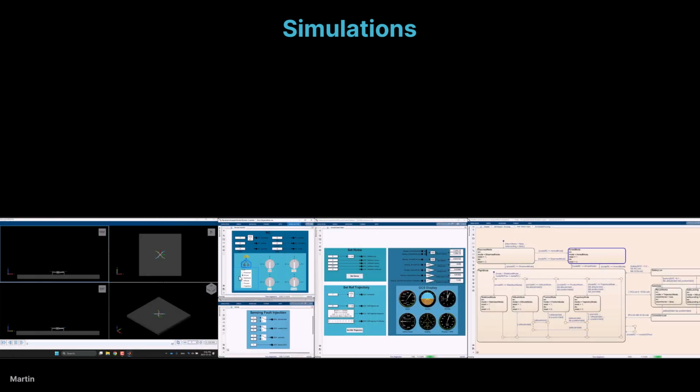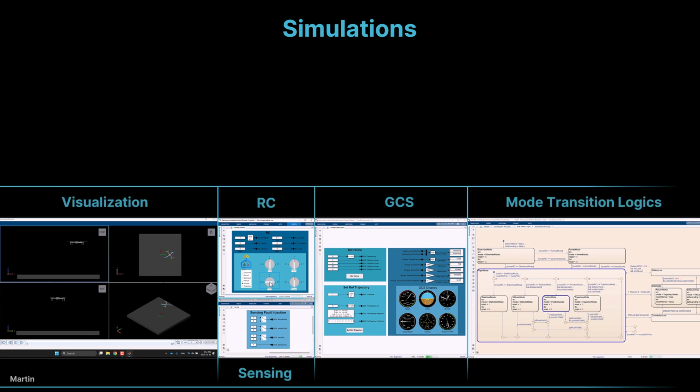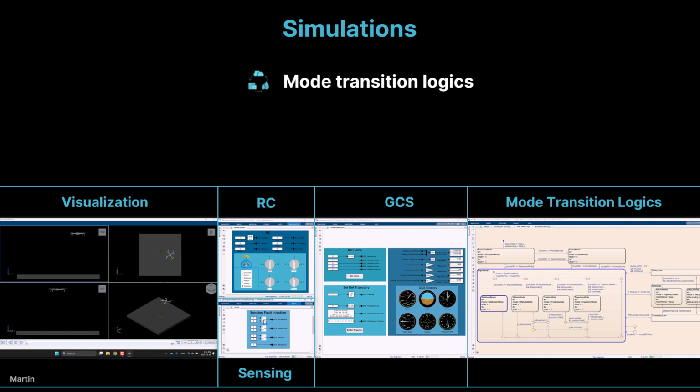Flight management simulation is a critical step in the development and testing of drone and aircraft systems. It focuses on verifying the correct behavior of high-level flight logic under various operating conditions and failure scenarios. The simulation brings together multiple subsystems including ground control station, remote controller, and sensing system. Key aspects of flight management simulation include mode transition logic.